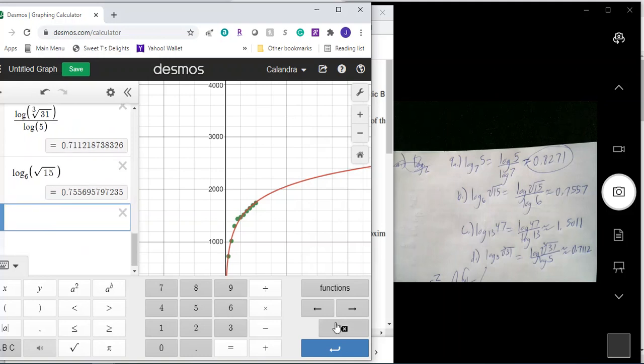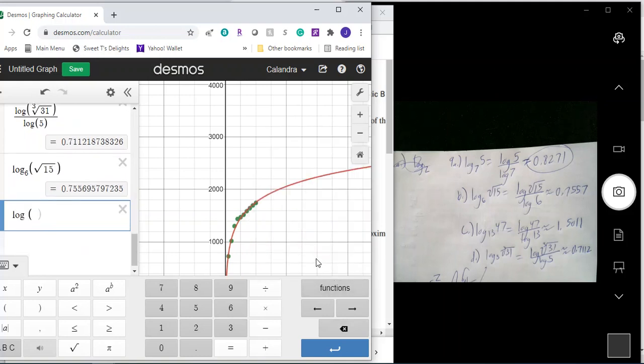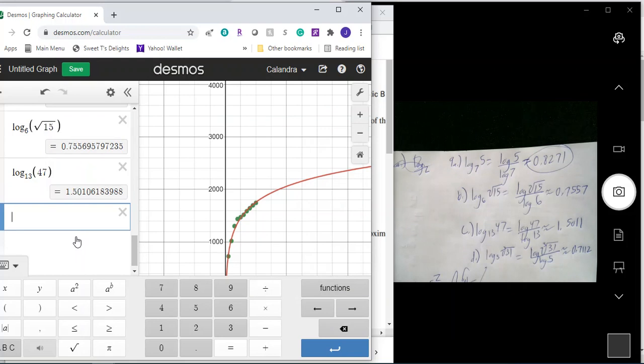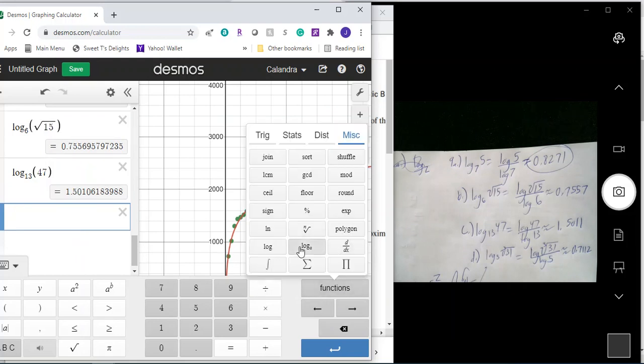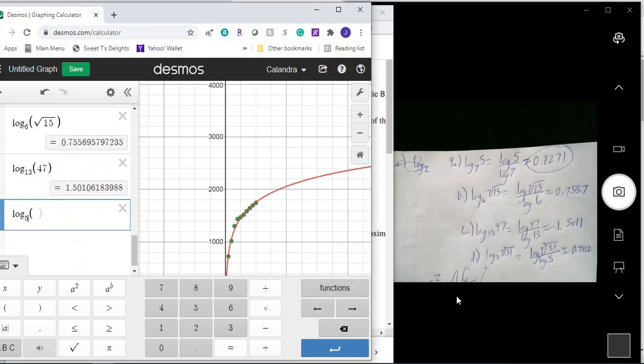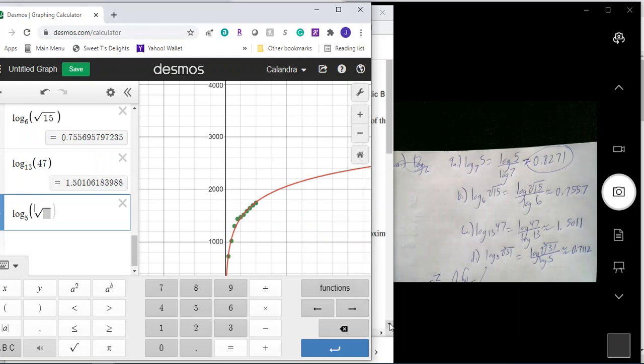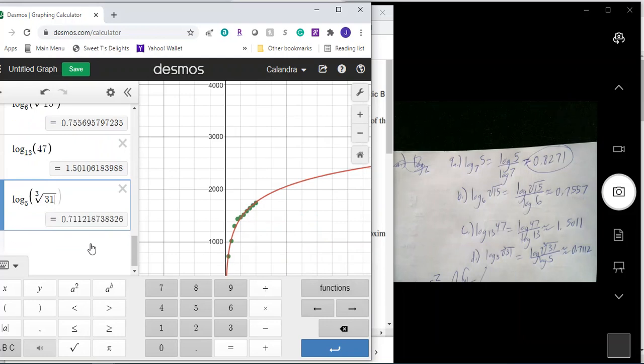Now we go to the next. We'll go log with that base of 13. And then 47 goes inside here and gives us 1.5011 rounded to 4 decimal places. Then last but not least, we go log, the base is 5. And then we want the cube root of, so we'll go to the function. We add a cube root of 31. And it gives us the same answer. So it proves that we did it correctly.